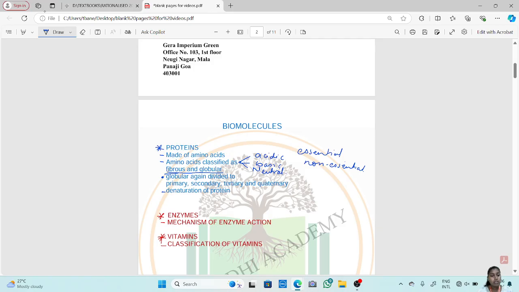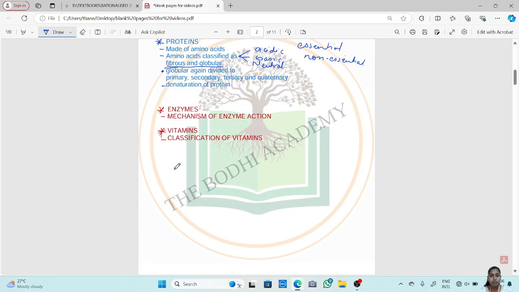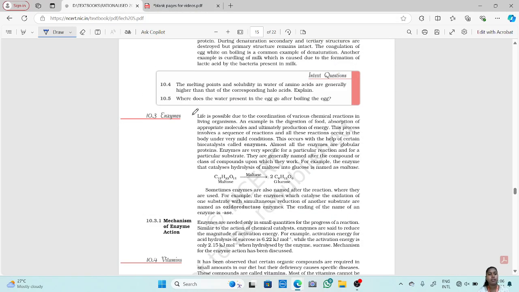Now, globular structure is again divided into primary, secondary, tertiary and quaternary structures. We have also seen the denaturation of protein. Now, in today's video we will see about the enzymes, mechanism of enzyme action, vitamins, classification of vitamins. So let's start with the video.